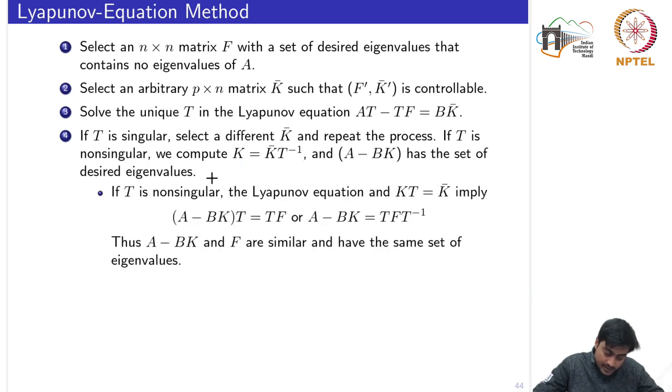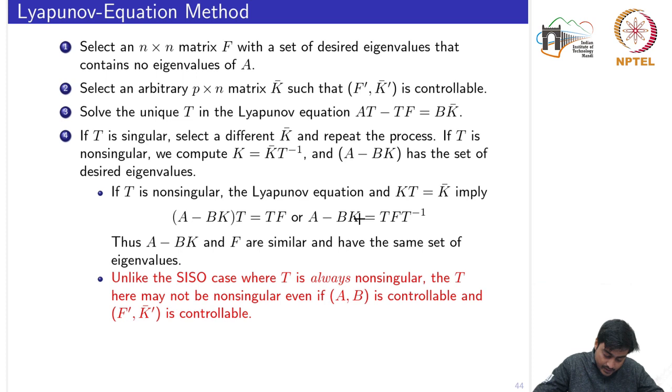And if the matrix T is non-singular, we can compute this, and at the same time we ensure that the closed loop state matrix has the set of desired eigenvalues. The proof of this we can see straightforwardly: we just need to put K bar equal to KT into this equation, and we obtain this. Finally we can write the closed loop state matrix as T F T inverse, which is basically a similarity transformation, which ensures that whatever eigenvalues the F matrix has, the closed loop state matrix would also have those eigenvalues.